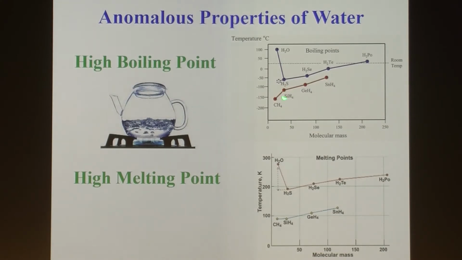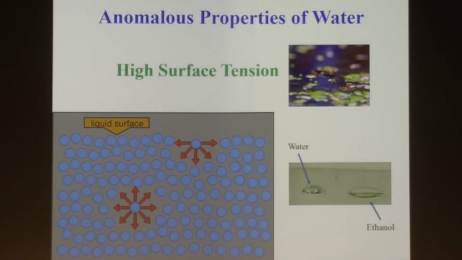We have the boiling point of water. So if we just continue this series of similar compounds, we would expect water to have a boiling point around minus 60 or minus 70 degrees. But it's plus 100. Similarly, the melting point of ice is anomalous. And we need to understand the origin of these properties. The surface tension of water is also higher than other liquids. So if we compare a droplet of ethanol and a droplet of water, the water likes to bind more to other water molecules than to the surface, so it curves up, while ethanol doesn't have the same property.